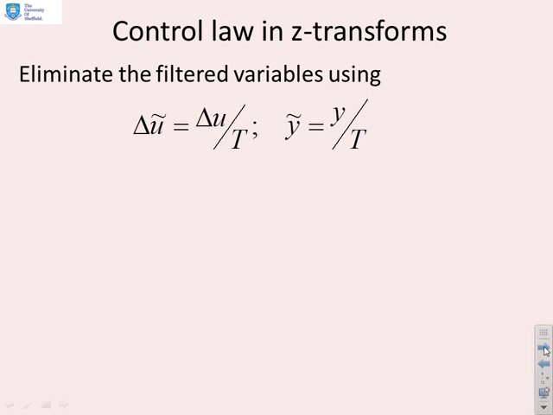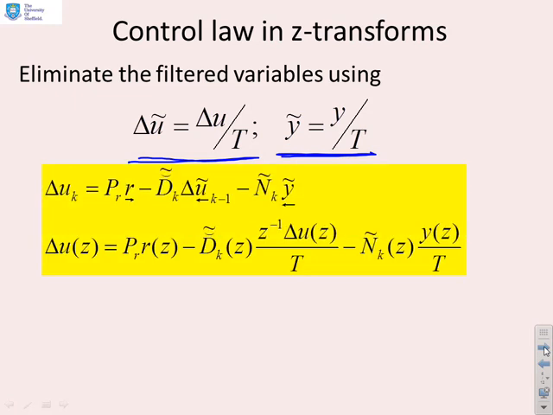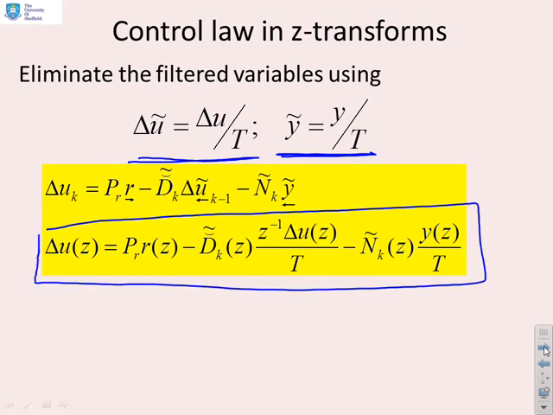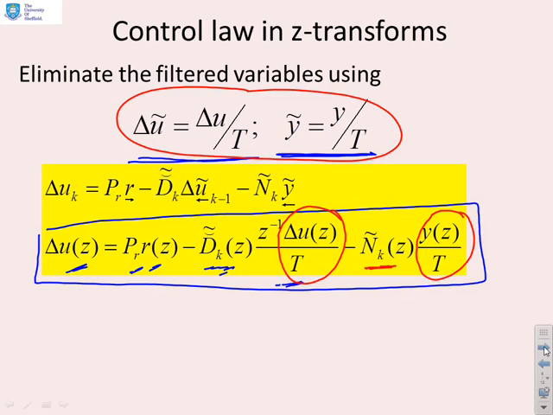Well, as it transpires, the answer is fairly simple. Just remember that delta u tilde equals delta u over T, y tilde equals y over T. So, if my control law takes this form here, you'll see I've got delta u(z) equals PR times r(z), and then this D_k tilde check(z) times z inverse delta u(z) all over T. And what I've done is, instead of writing delta u tilde, I've written delta u over T. And similarly, where I've got this N_k tilde(z), I've written y over T. So I've removed the filtered variables from the expression by substituting in from these expressions at the top.